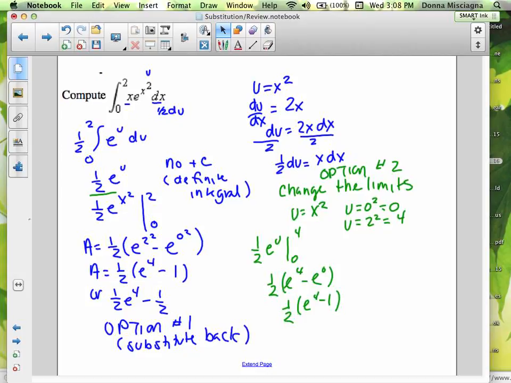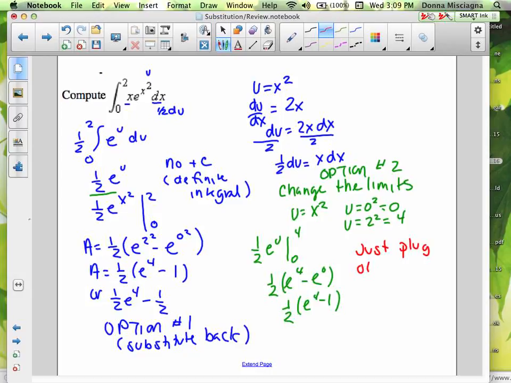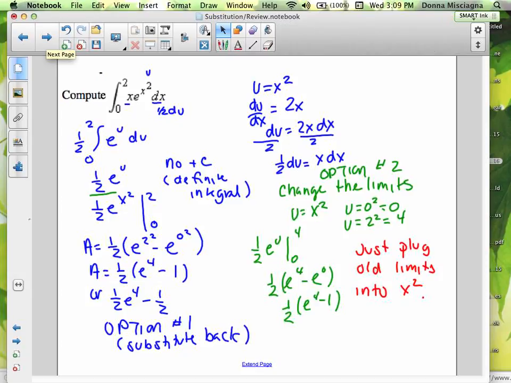So all we do is plug these values into whatever x is for u. Maybe I should put a little note there. So we just plug the old limits into x squared. We're rewriting the limits in terms of u. So for u, it would be 0 and 4. For x squared, it was 0 and 2.